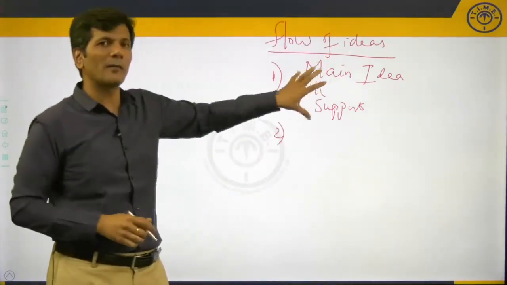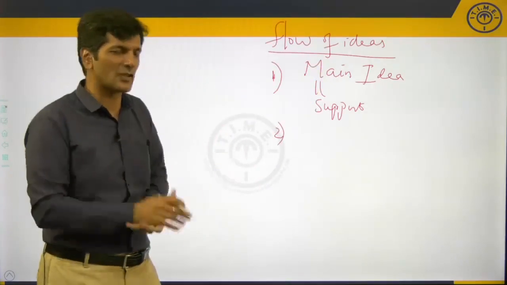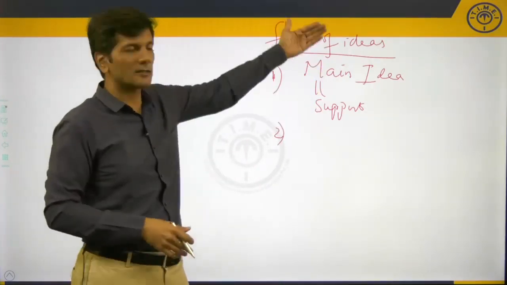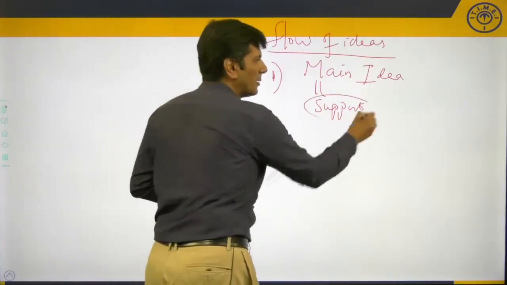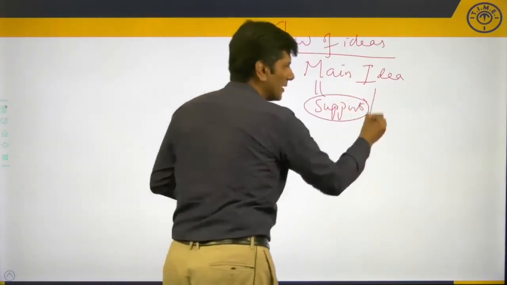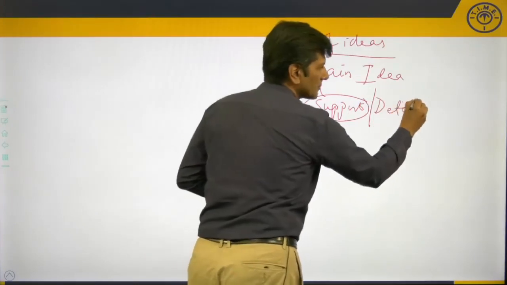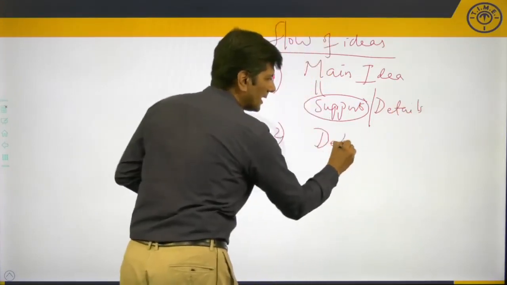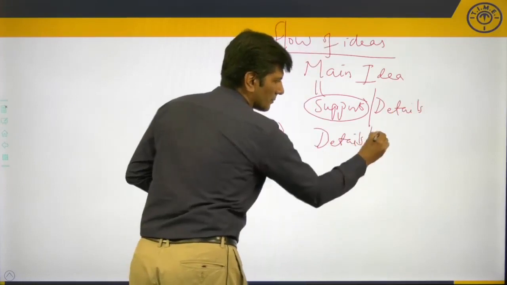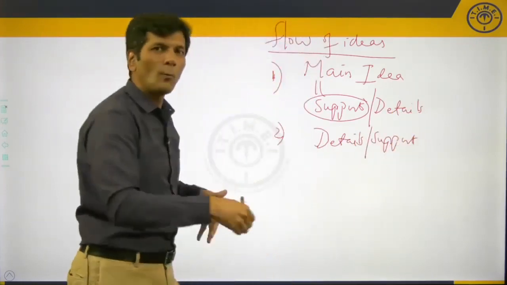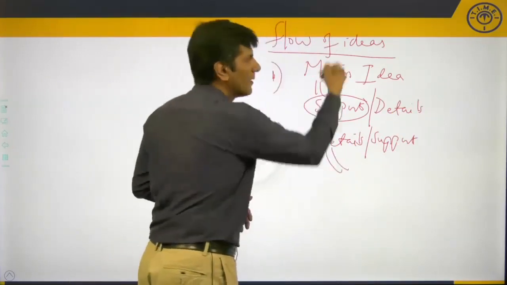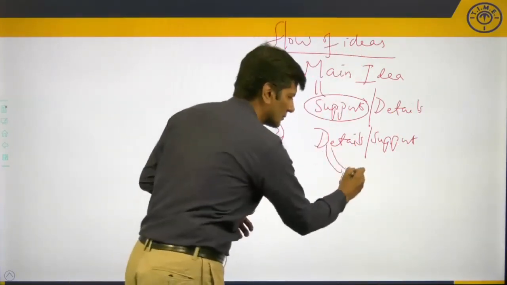Alternatively, if this is one way in which authors write essays or passages, you could be looking at the converse of it, where there are first supporting points or details given. Let's call them details. So first you're given details or supporting points, whatever be the case, from which the author will arrive at his main idea.